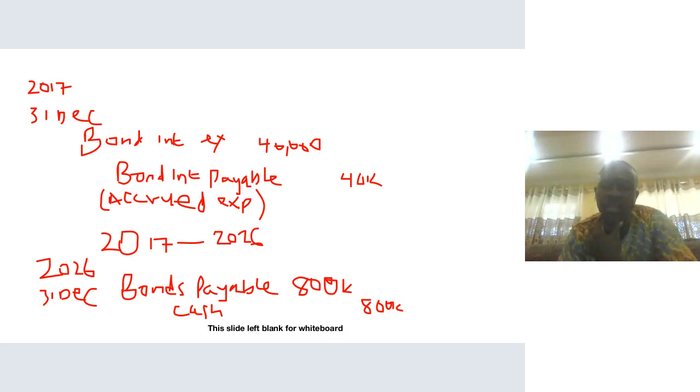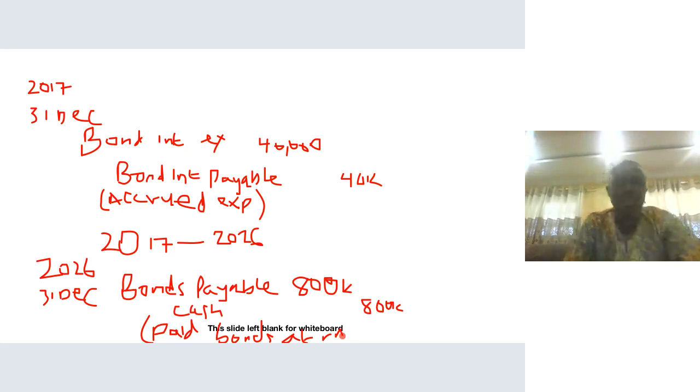The reason for doing that is so you can put in brackets: paid bonds at maturity. At the maturity period, the company will pay back the amount to the investors. So those are the accounting entries that we are expected to make if you are issuing the bonds at par values.